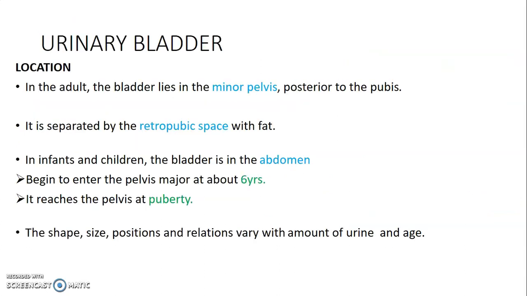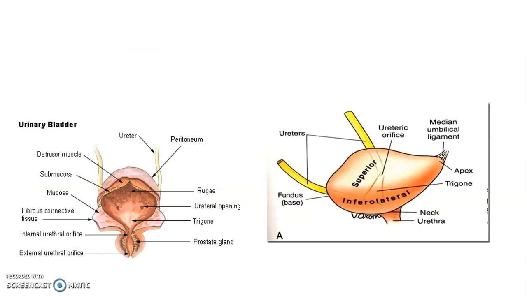Then we discuss the urinary bladder. The urinary bladder in adults lies in the minor pelvis, posterior to the pubis. It's separated from the pubis by the retropubic space that contains fat. However, in infants and children, the bladder is in the abdomen. Then it begins to enter the pelvis major at 6 years and reaches the pelvis at puberty. The shape, size, position and relations of the urinary bladder vary based on the amount of urine in it and also vary with age.